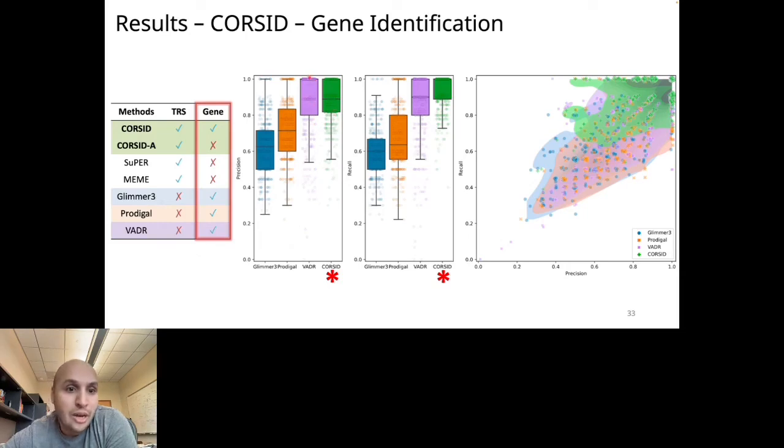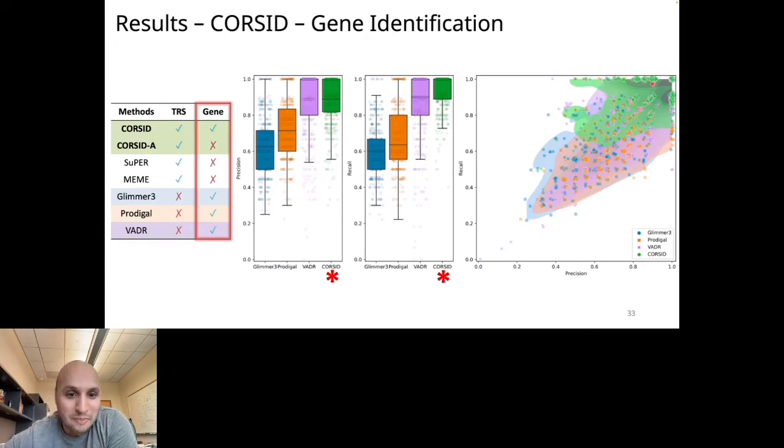So what we see is we have roughly similar performance as VADR, but we outperform them in terms of recall. And that's also beautifully illustrated in this plot over here. So we're looking at recall and precision. Each dot in this plot corresponds to a specific coronavirus genome and the color indicates the method. So you can see that we achieve a really good trade-off between precision and recall. That's also indicated with this dark green contour here, which is close to the top right corner.